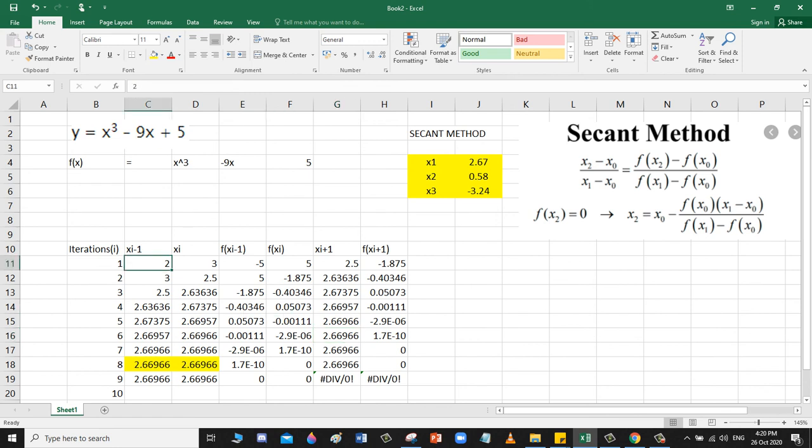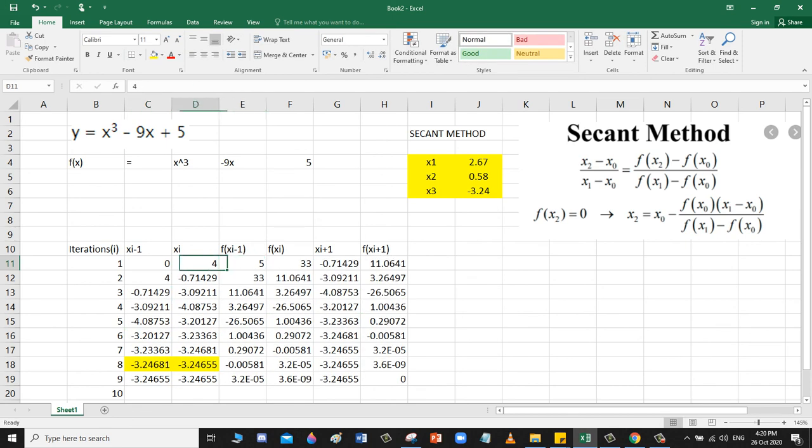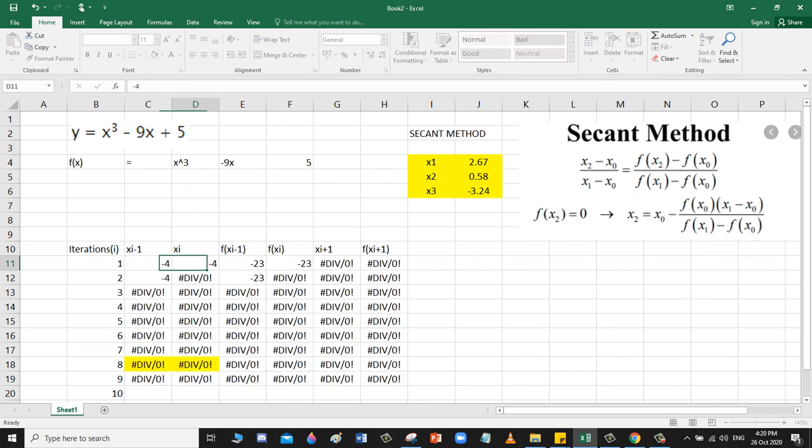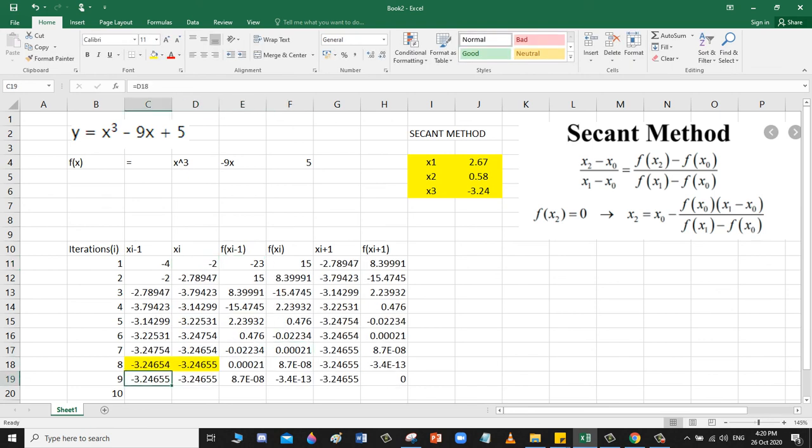Now, how about negative 4 and 0? That's wrong. Negative 4 to 0 found the same root as before. So, negative 4 to negative 2. There it is. So, very automatic, no? There it is, our solution. Negative 3.24654. That's how you do the second method using Microsoft Excel.